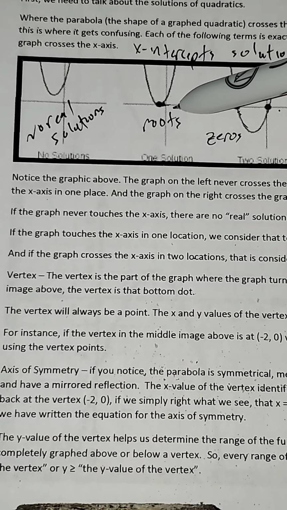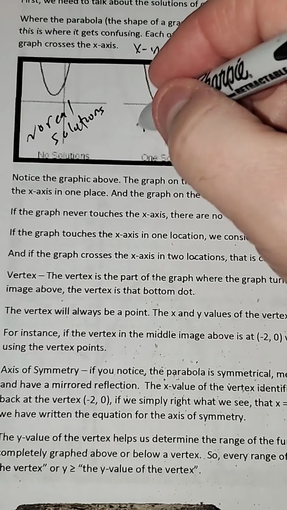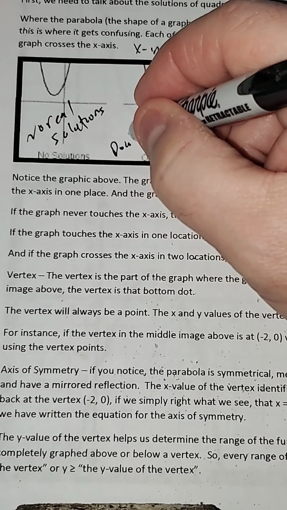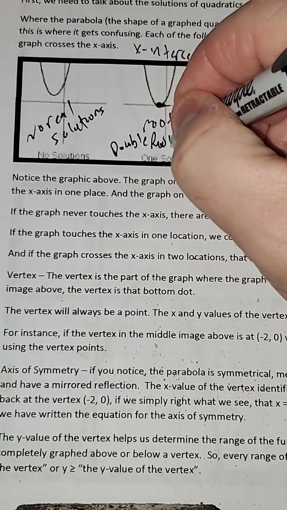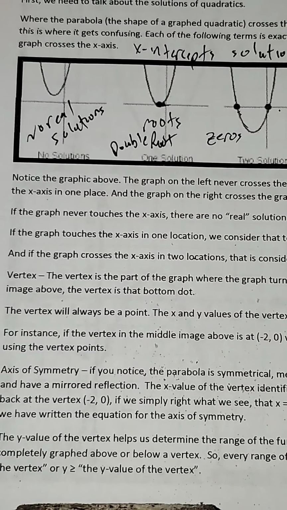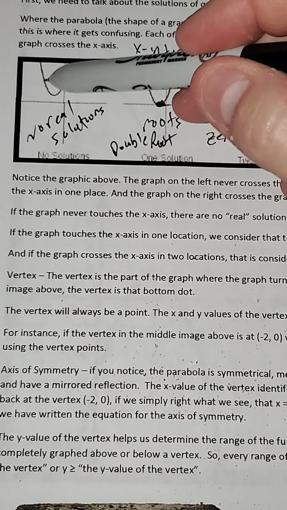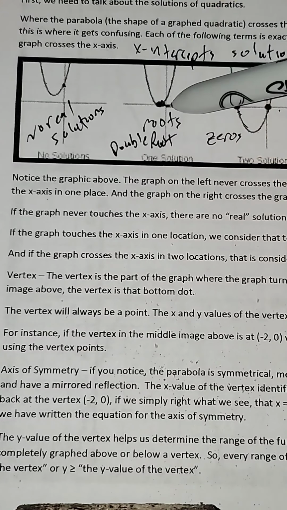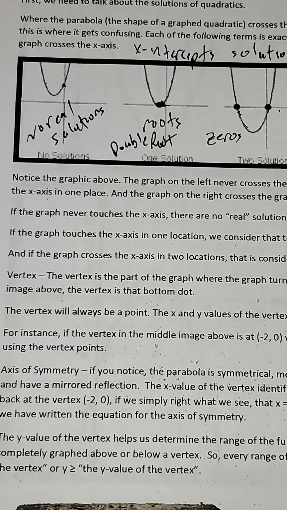This one right here, the one solution, we call that a double root. We'll explain why it's a double root in a little bit. Just know that this is a double root. This has two imaginary answers. This has two of the same answer. And of course, this has two solutions, and they're both considered real numbers, two real solutions.